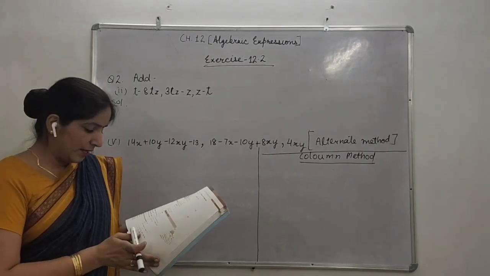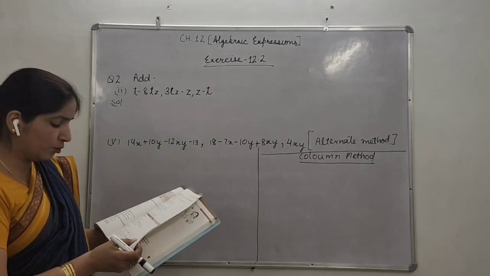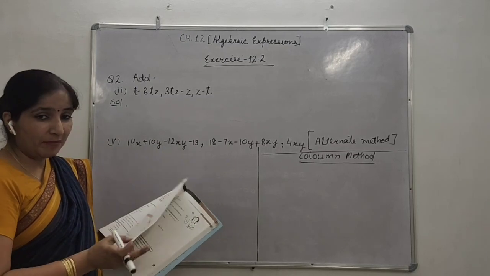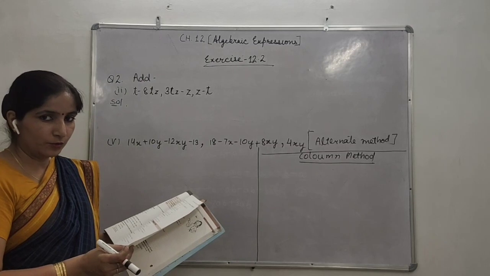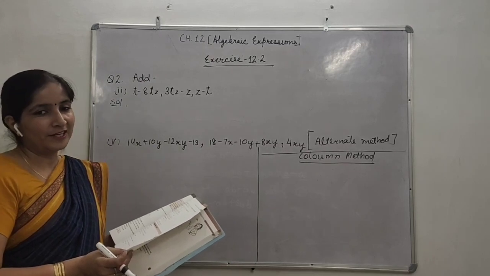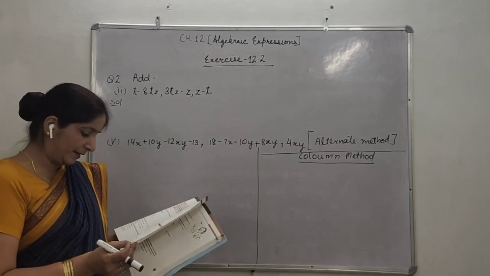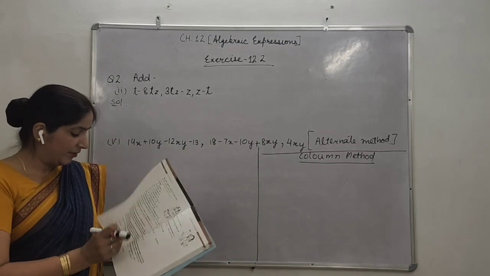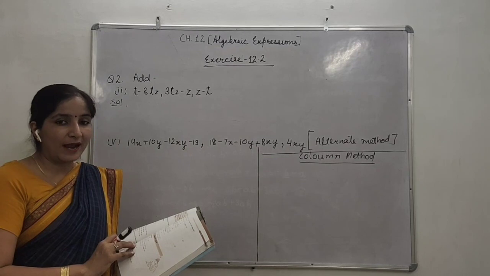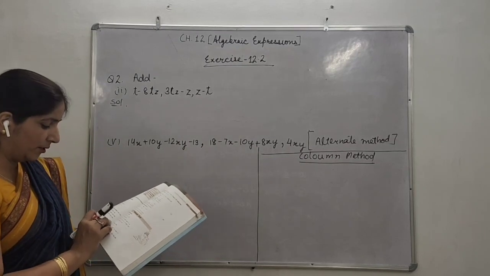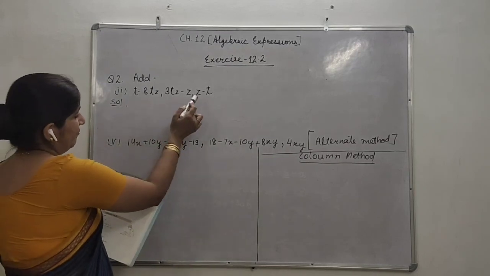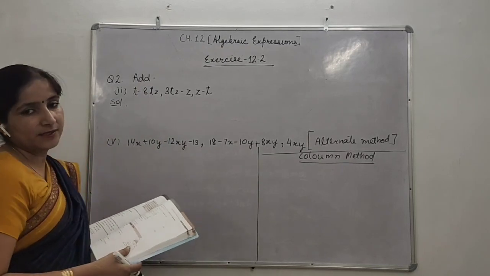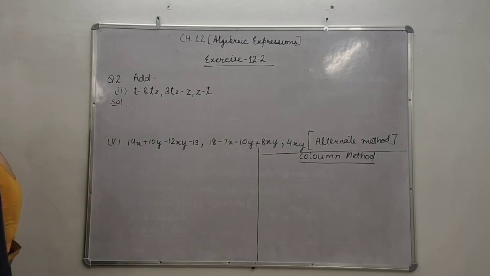Now students, let us start question number 2 of 12.2. In this there are 10 parts in total. I am going to tell you about 2 parts, and the rest you definitely have to do. It is for your practice. So we will do the second and the 5th part. And let us start. In this question you have to add the terms, or the algebraic expressions are given. So we need to add these algebraic expressions, and let us see how to do it.